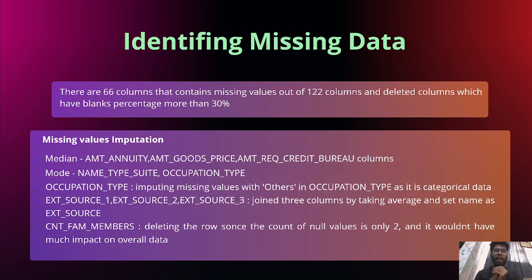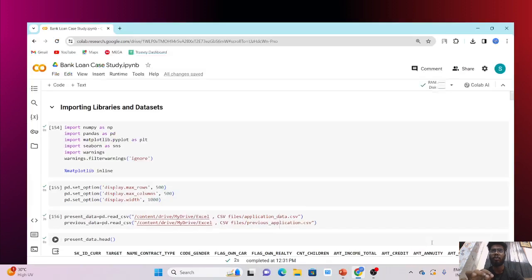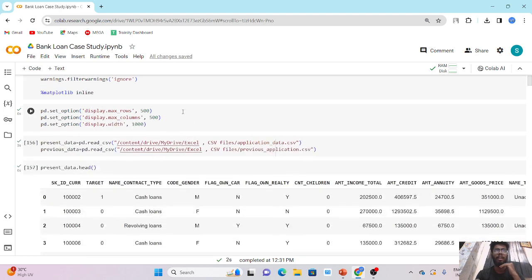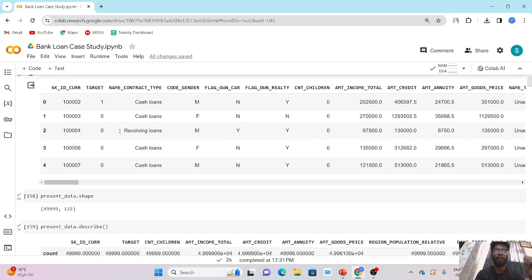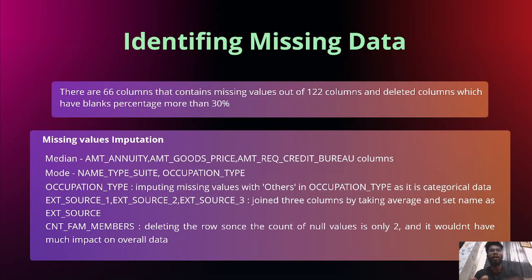The first step is identifying missing data. This is my Python notebook, where we have imported the necessary libraries and data sets, the application data. We have 122 columns, and out of these 122 columns, 66 columns have missing values, as you can see.